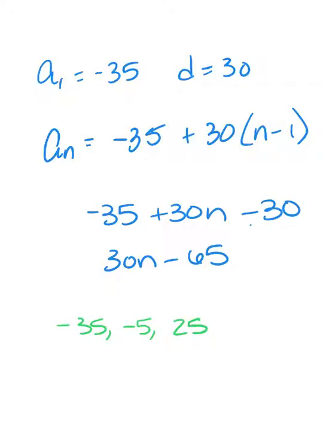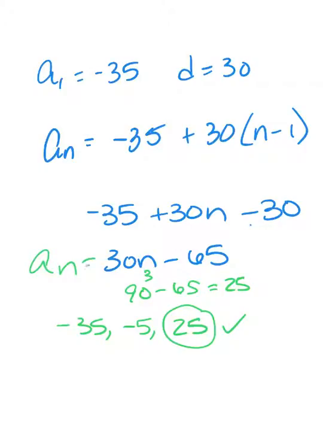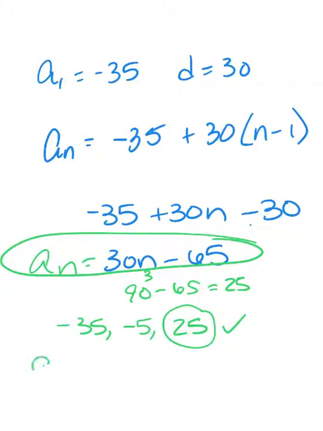We add 30? 25. Well, let's see if that works. If we want to find the third term, we put a 3 here. And we have 90 minus 65 equals 25. So it's good. We checked it. So the answer is AN equals 30N minus 65. You do A 52nd equals 30 times 52 minus 65, whatever that is.